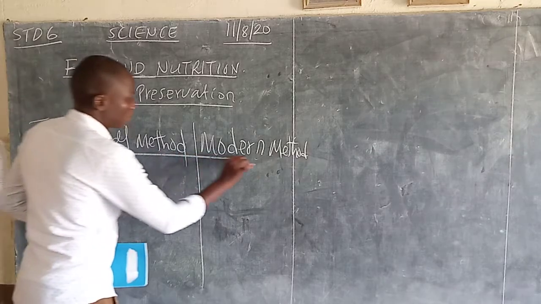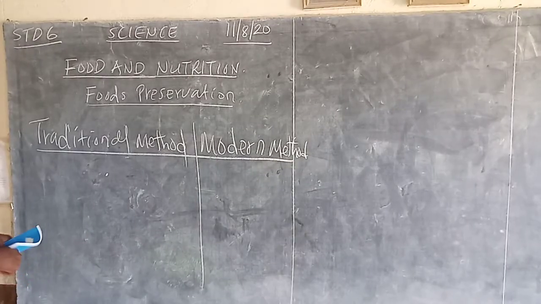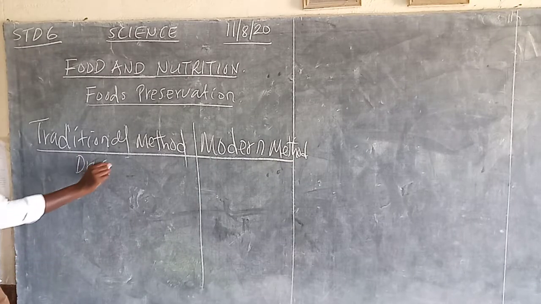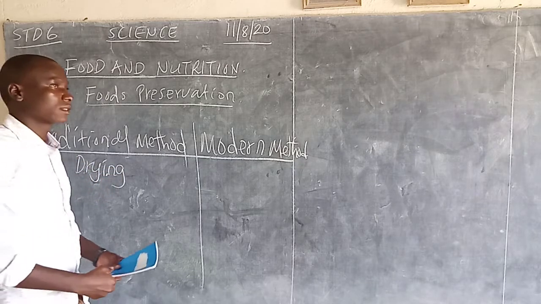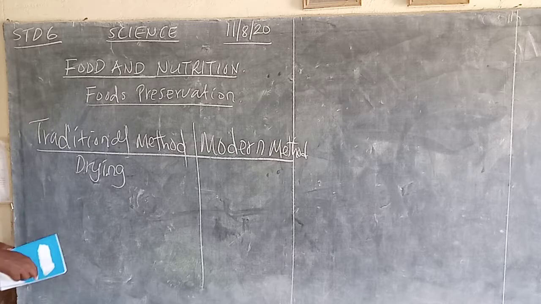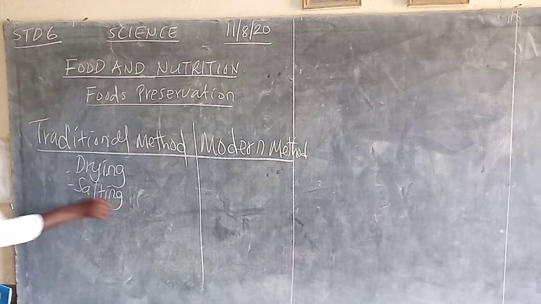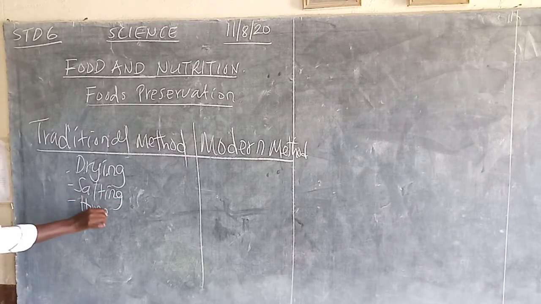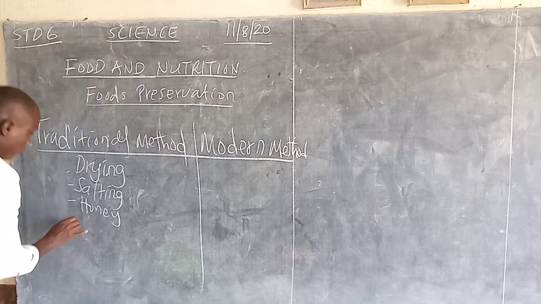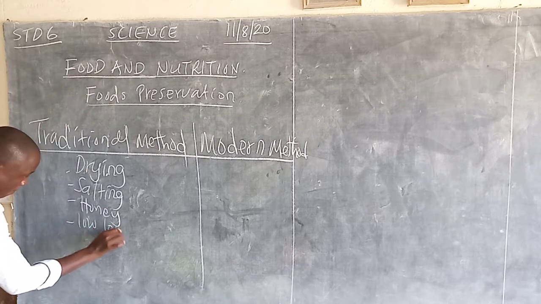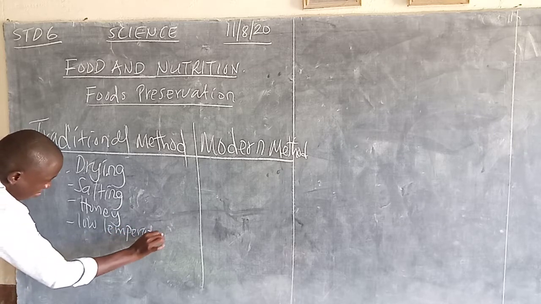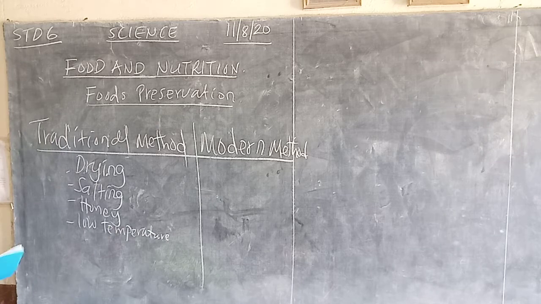In olden days, people preserved food by simply drying it, that was sun drying. That's one of the traditional methods. Then we have salting. We have the use of honey. We have the use of low temperature. We have smoking.